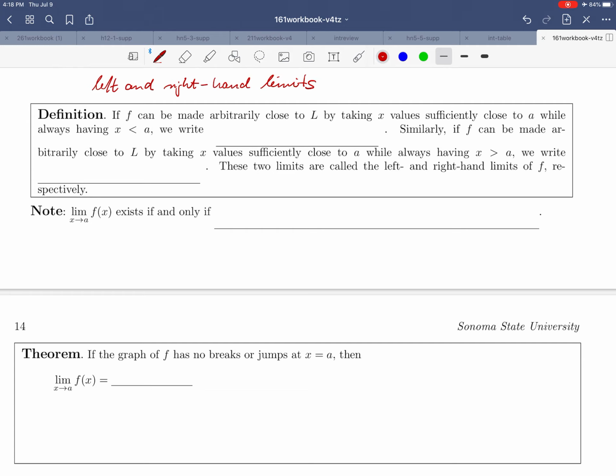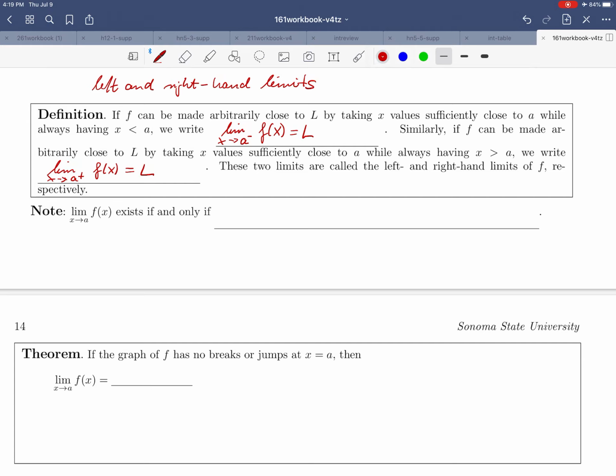If f can be made arbitrarily close to L by taking x values sufficiently close to a while always having x less than a, we write the limit as x approaches a from the left of f of x is equal to L. And similarly, if f can be made arbitrarily close to L by taking x values sufficiently close to a by always having x greater than a, we write the limit as x approaches a from the right of f of x is equal to L. So these two limits are called the left and right hand limits of f, respectively.